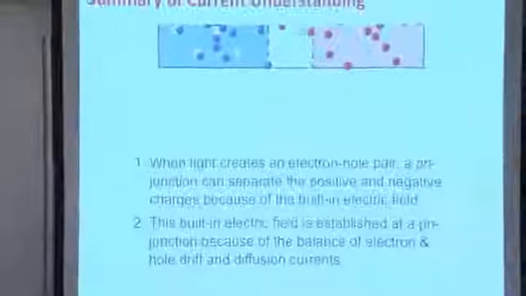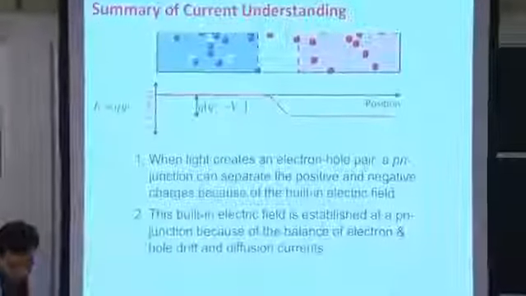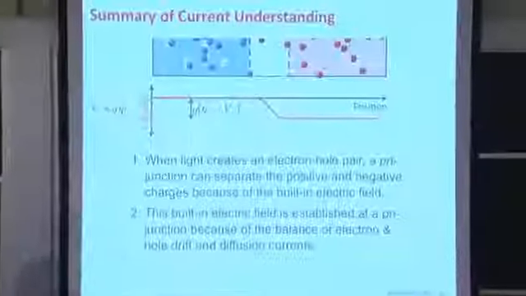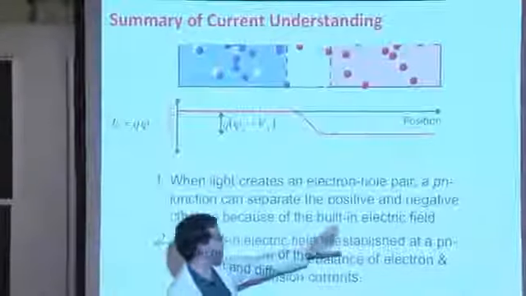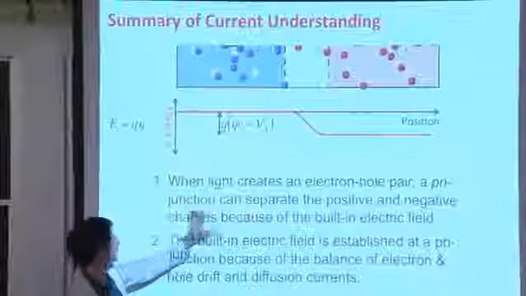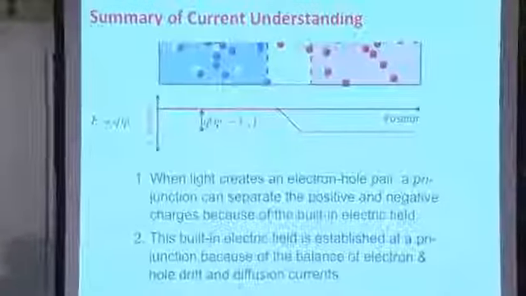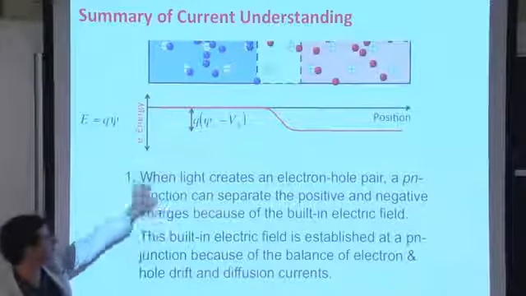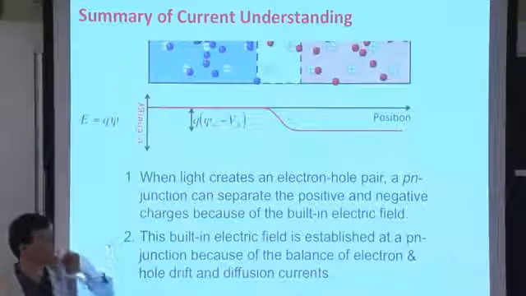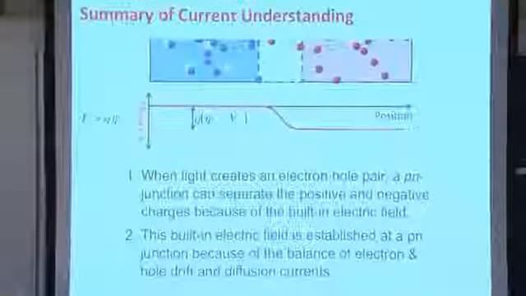The summary of our understanding so far is that when light creates an electron-hole pair, a p-n junction can separate the positive and negative charges because of the built-in electric field. Let me repeat that one more time. When light creates an electron-hole pair, a p-n junction potentially can separate the positive and negative charges because of that built-in electric field.